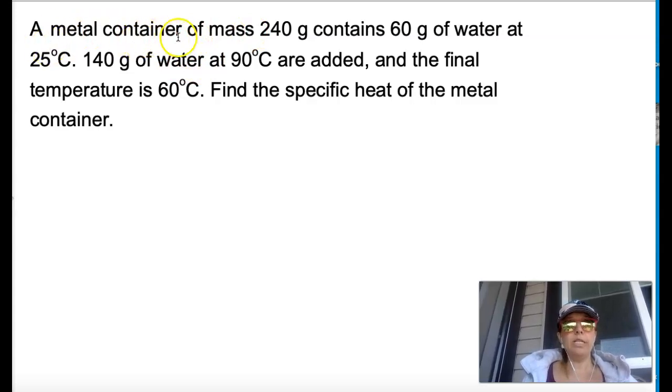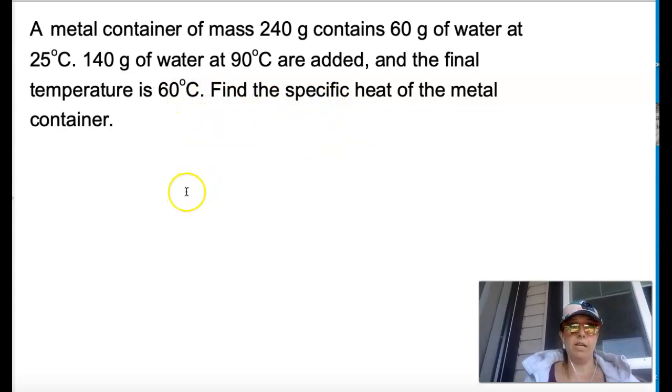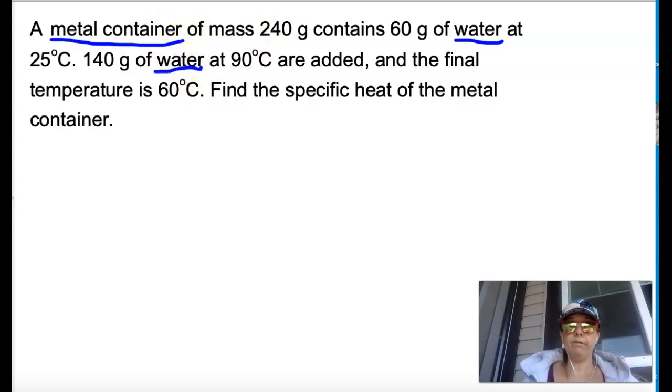So now it says a metal container of mass 240 grams contains 60 grams of water at 25 degrees C. So 140 grams of water at 90 degrees C are added, and the final temperature is 60. Find the specific heat of the metal container. So this one is different because I now have three different things, right? If I look at this, I have the metal container. It's holding some water. I then have more water that I add to it, okay? So we have three different things happening.